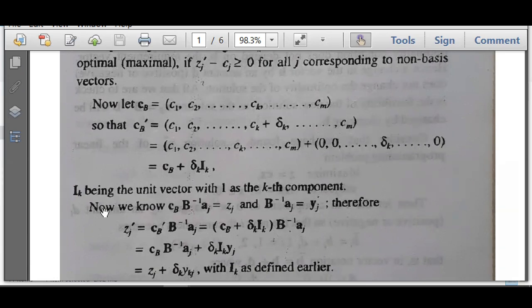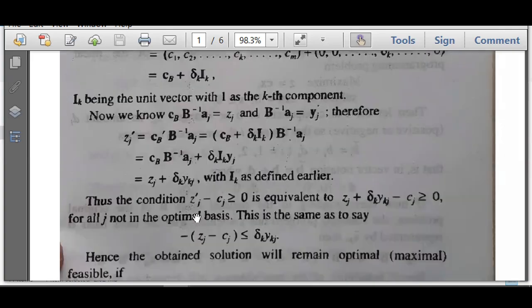Now we already have an idea from the LPP theory that Cb B inverse Aj is Zj and B inverse Aj is Yj. So what is happening? Zj is changing to Zj dashed due to the change from Cb to Cb dashed. So we write this as a whole. But what is Cb dash? Cb dash is this thing. You write it and break it because of linearity. It is linear, so we can simply multiply and break it.